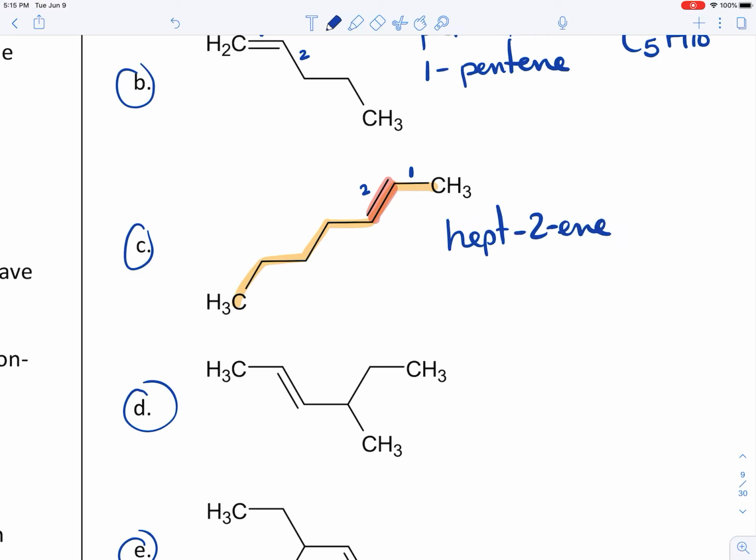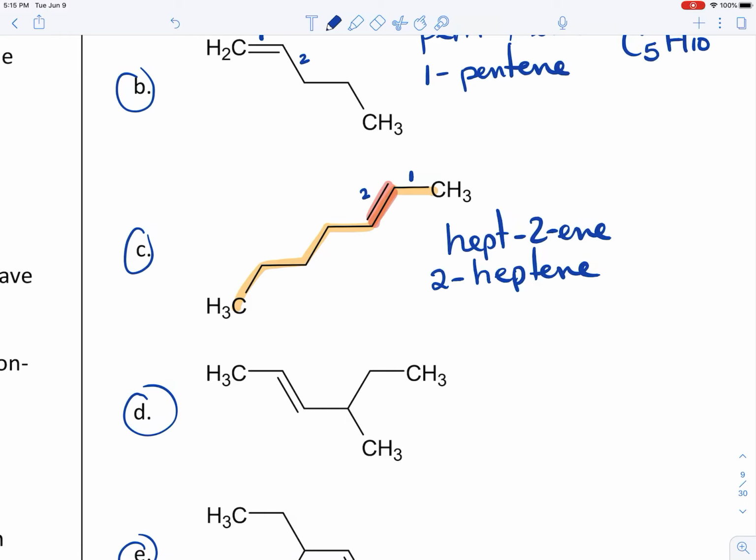so this is hept-2-ene using IUPAC nomenclature, or the American way of doing it, 2-heptene. And then the chemical formula with 7 carbons would be C7H14.